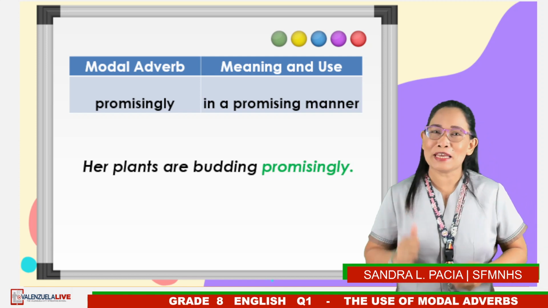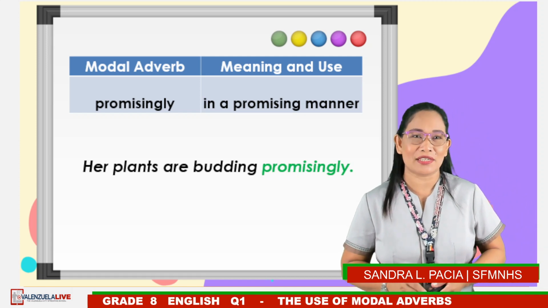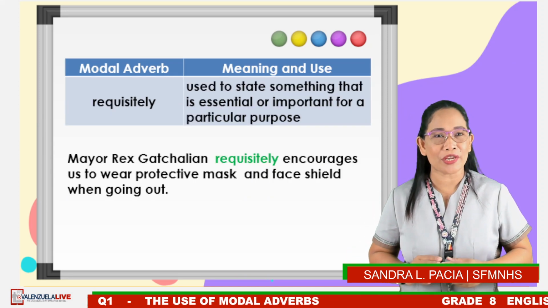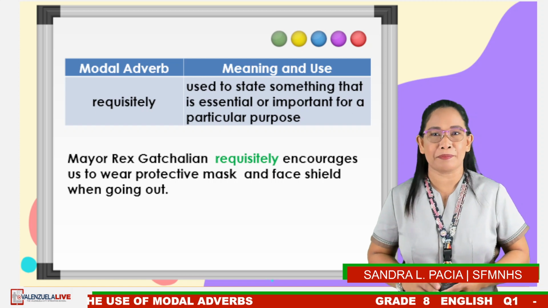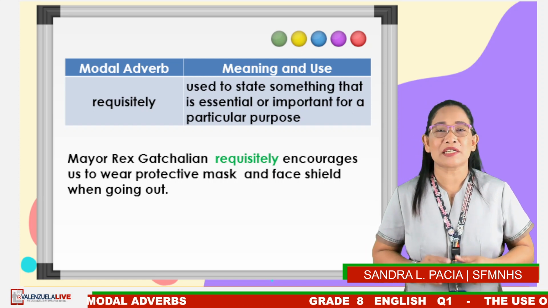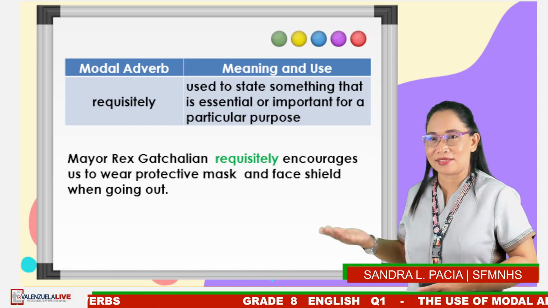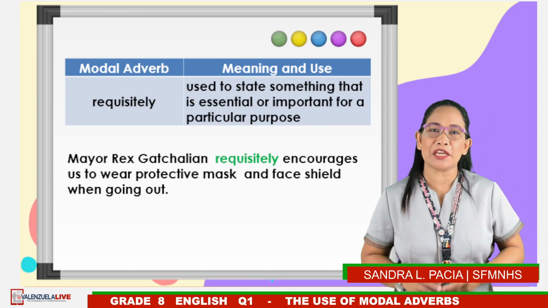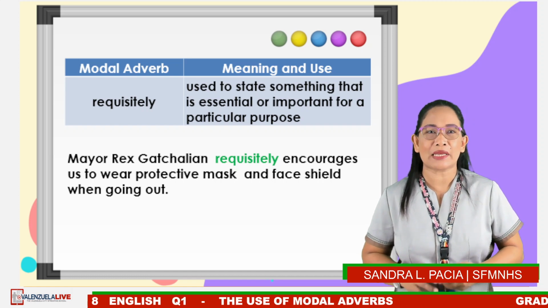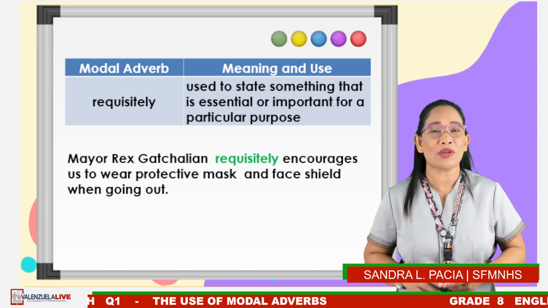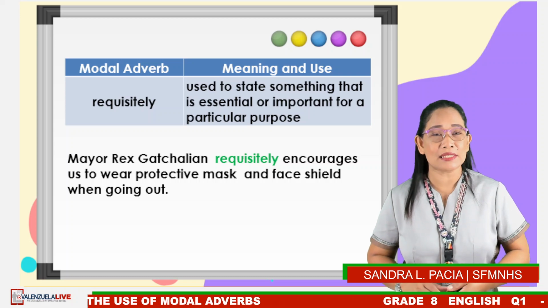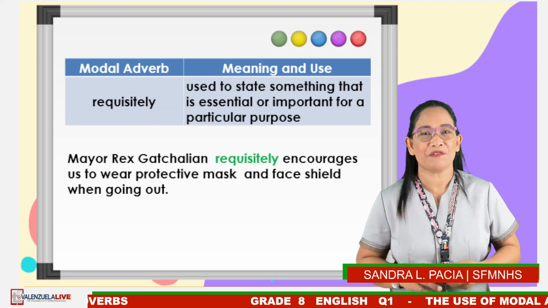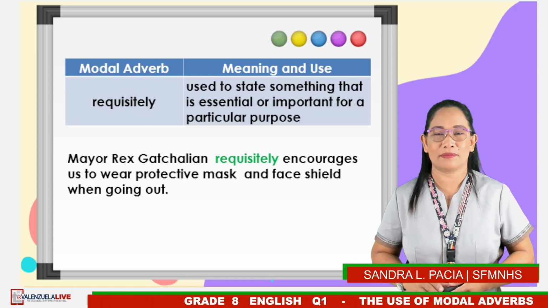All right, let me give you the last modal in our list, which is used to state something that is essential or important for a particular purpose. This modal is requisitely. Look at this example. Mayor Rex Gatchalian requisitely encourages us to wear protective masks and face shield when going out. This means that it is essential for us to wear masks and face shields when going out.